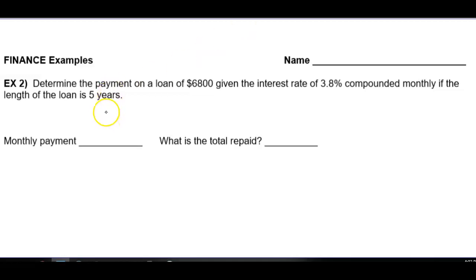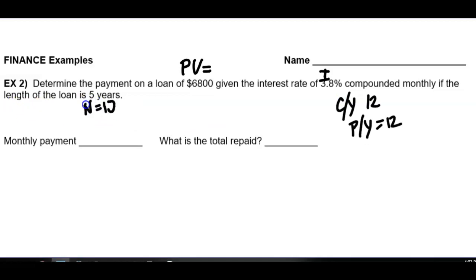Determine the payment on a loan of $6,800. So this is our present value we're going to borrow, given the interest rate, I is going to be 3.8, compounded monthly, so we're going to use compoundings per year and payments per year to be 12. Length of the loan is 5 years, so N is going to be 12 times 5.